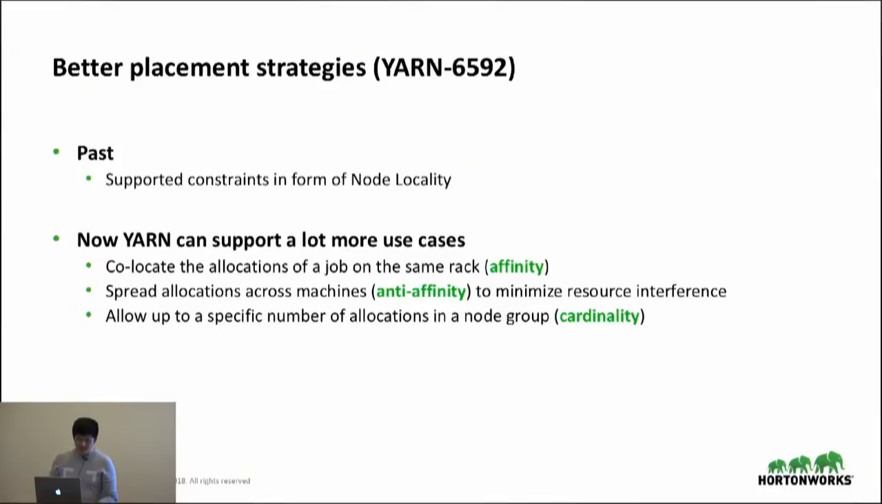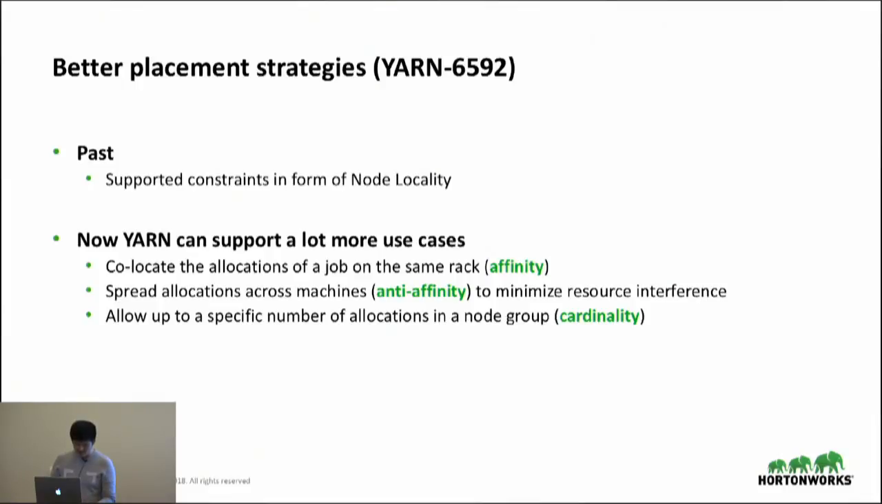And another thing is that we have better placement strategies. That means we can do allocations for a job that might need to have all the components in the same rack, which we call affinity. And another feature we want, in the opposite direction, is anti-affinity, which means that sometimes we want to spread some of the allocations to as many machines as possible to avoid resource interference.